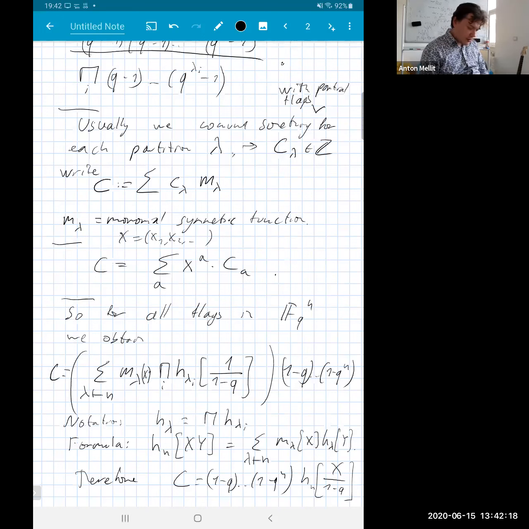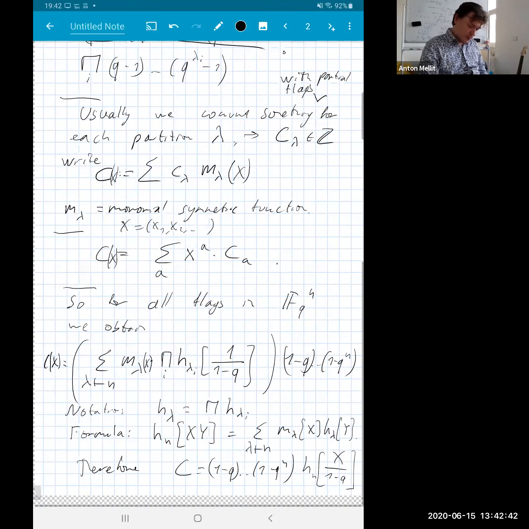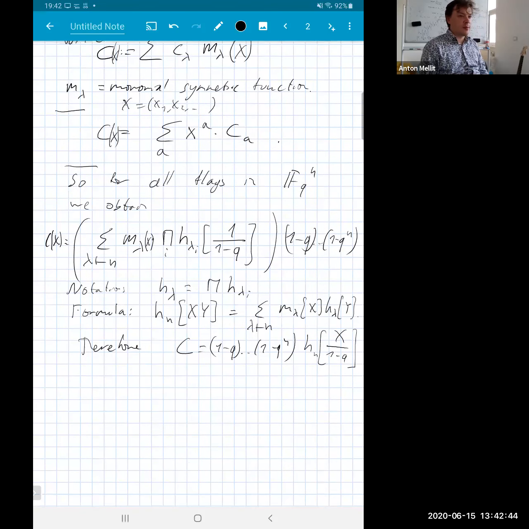Okay, so x is here. If you are confused, I kind of omitted it. Everything is depending on x, C of x. Is that clear? So it turns out there is a much more powerful and much more general theory containing this formula as a special case, and this is the theory of Hall-Littlewood polynomials.